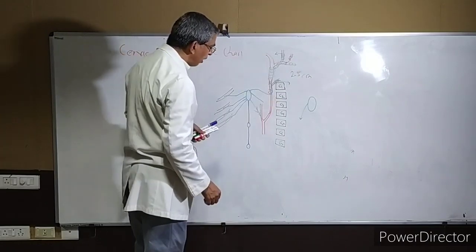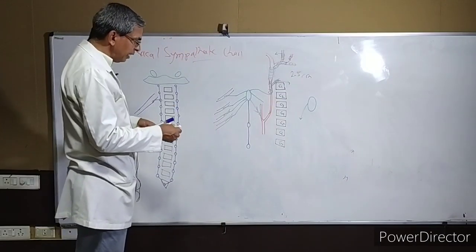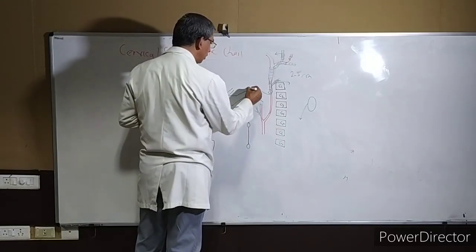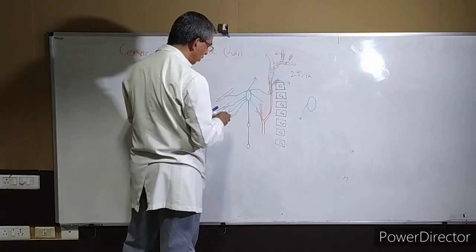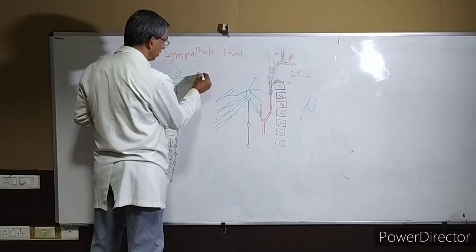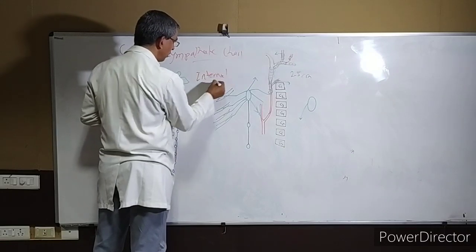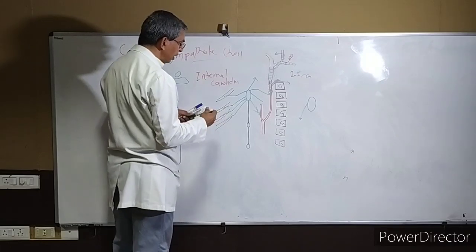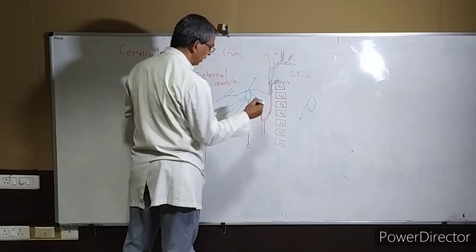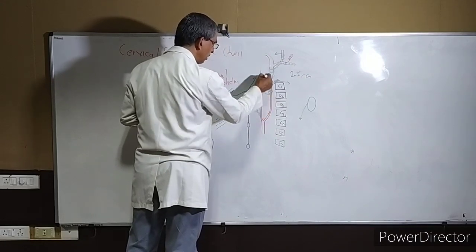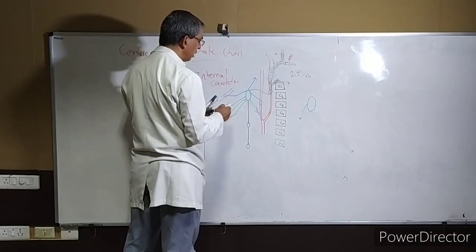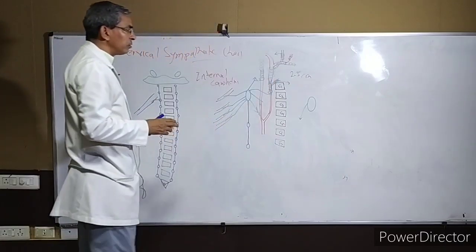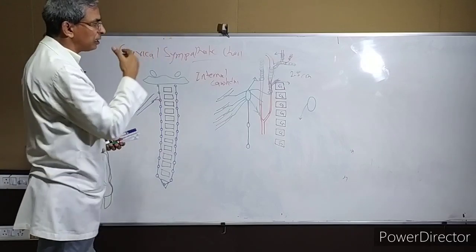Now what about the ascending branch here? The ascending branch comes out from the ganglion. This is known as the internal carotid nerve. This is the internal carotid nerve, because this nerve passes around the internal carotid artery here. So these fibers pass around the internal carotid artery and ascend upward along the internal carotid artery.